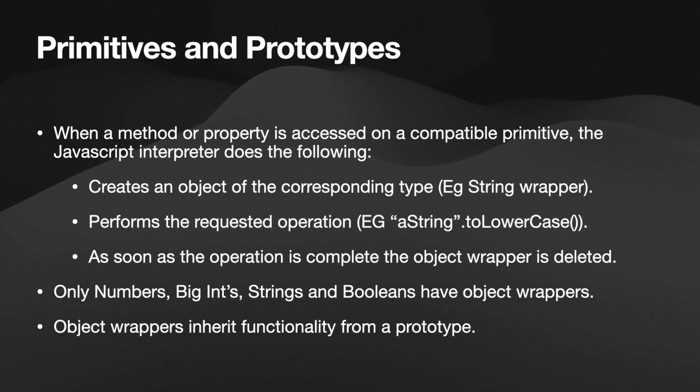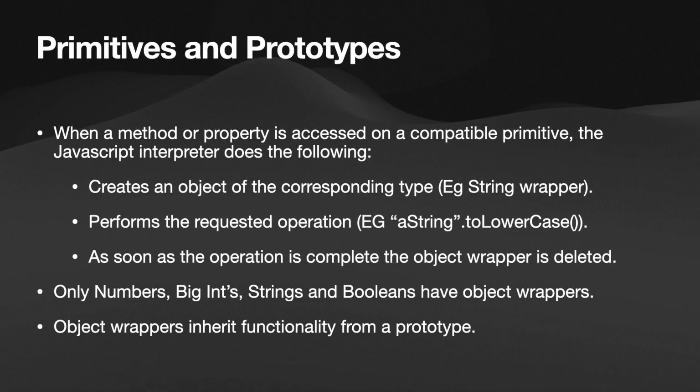What JavaScript actually does when you call a method or access a property on a primitive is it wraps it in an object, a wrapper object, which can then inherit methods from the prototype so that you can call something like toLowerCase or access the length of a string. And as soon as it's performed that requested operation and delivered the result, the wrapper object just gets deleted from memory and then you're left with your primitive.